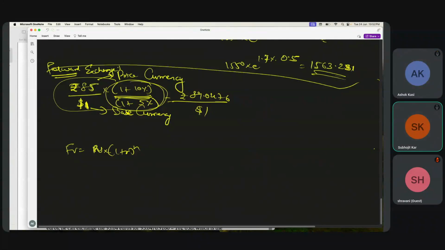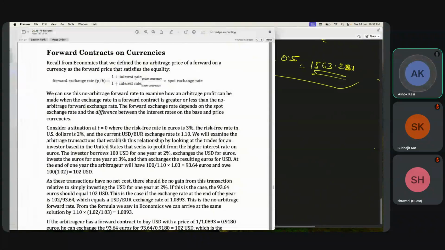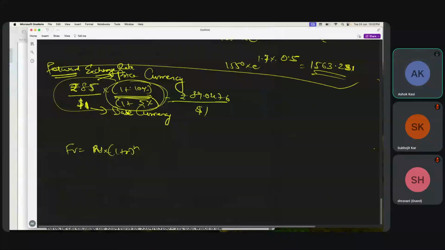What are these interests like? 1 plus 10 percent, like the rupee is appreciating by 10 percent. This is the inflation. You can say inflation rate, or you can even say interest rate. They said interest rate here, so we'll stick to interest rate then. Inflation also is correct only. Let's say interest rate.